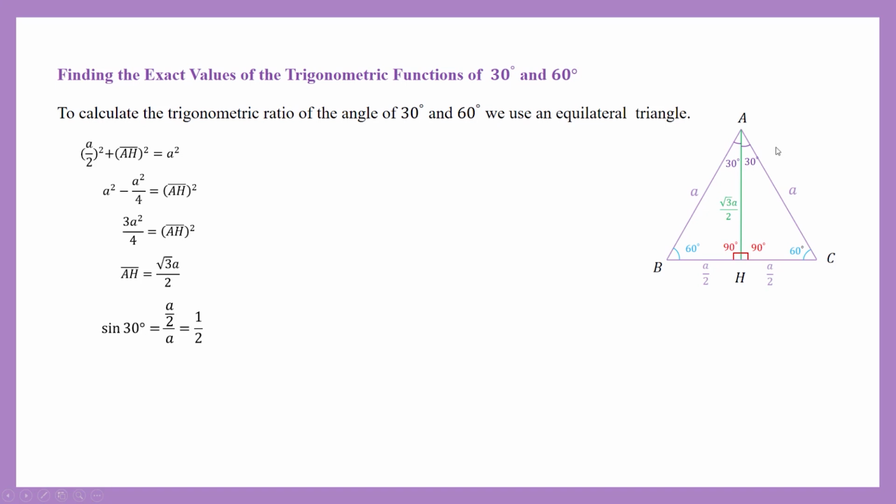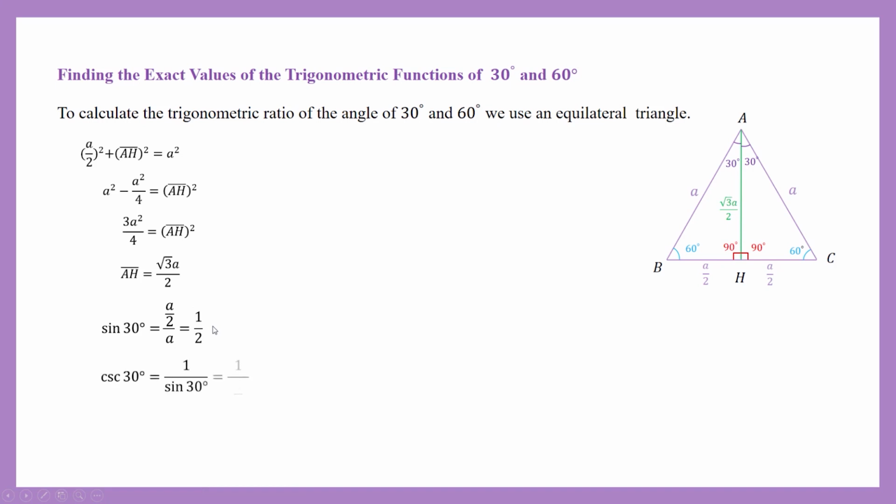Right now, we can find out the trigonometric ratio of 30 degree and 60 degree by using one of these two right triangles which we have in there. Let's find out the sine of 30 degree. That is equal to the opposite side divided by hypotenuse. Opposite side is a by 2 and hypotenuse is in here a. If we calculate that one, we will get that it is equal to 1 by 2.